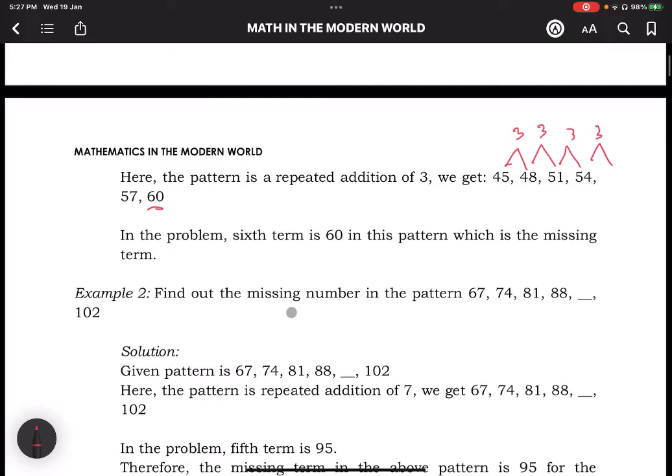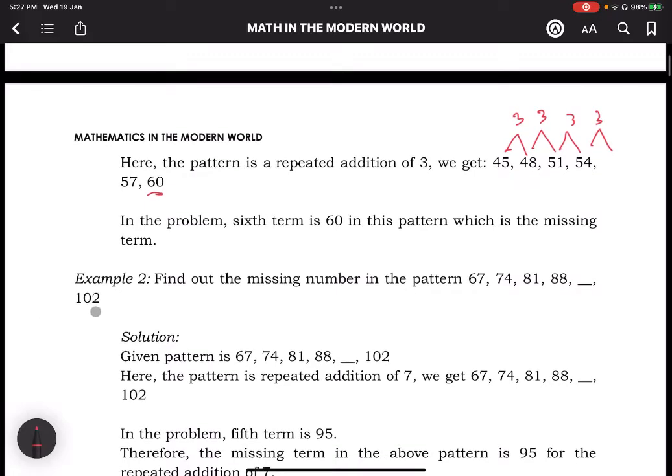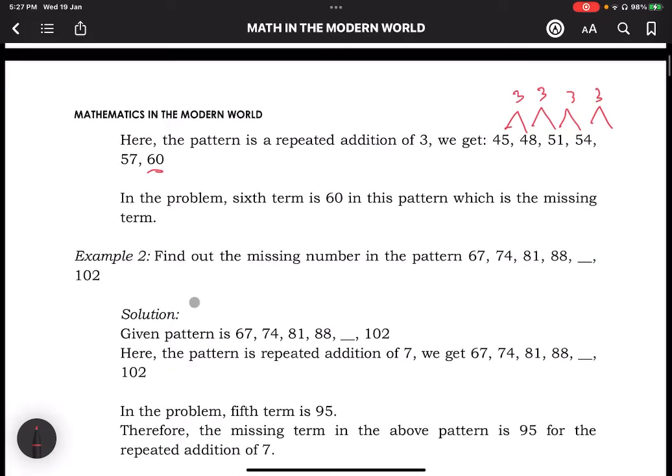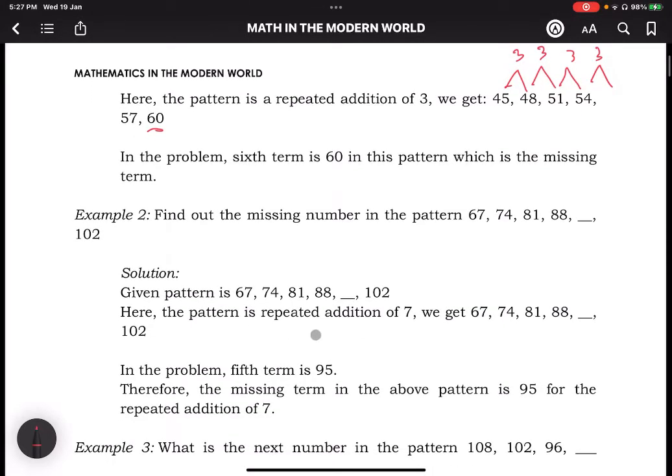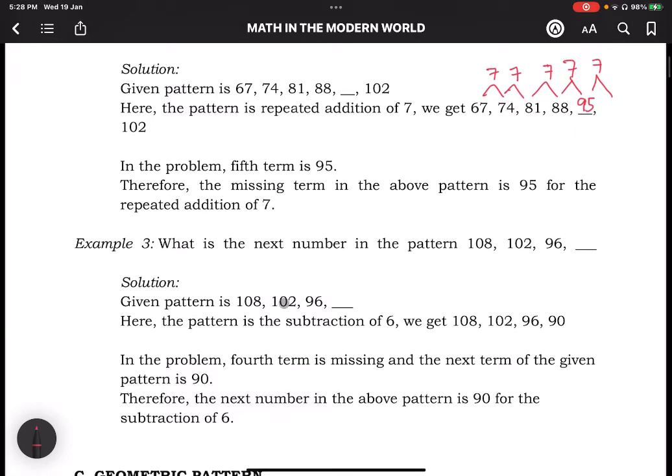Example number 2: find out the missing number in the pattern 67, 74, 81, 88. And our answer is 102. Why? Actually, that's not right. Our answer is 95. Let us analyze. The missing term in the above pattern is 95 because of the repeated addition of 7. So 67 plus 7 is 74, plus 7 is 81, plus 7 is 88, plus 7 is 95, that is our answer. Plus 7 again is 102.